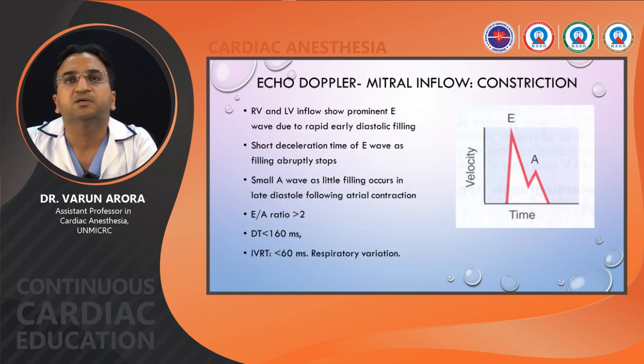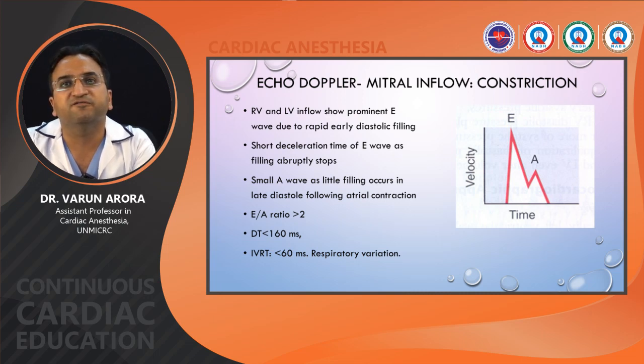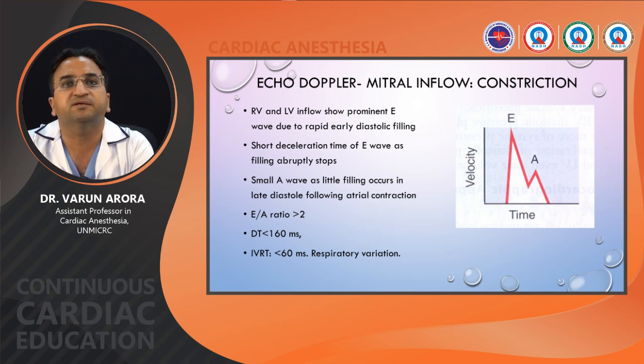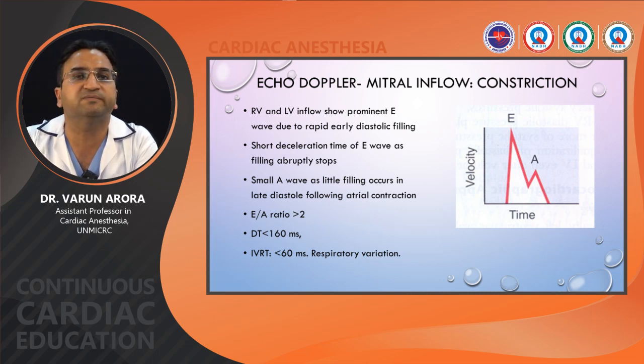Echo Doppler, as we have already seen previously also: on transmitral inflow pattern in constriction, the E wave is much more than the A wave, sometimes more than 2. RV and LV inflow show a prominent E wave due to the rapid early diastolic filling. There is a short deceleration time of the E wave as the filling abruptly stops. The A wave is small as little filling occurs in late diastole following atrial contraction. E/A ratio more than 2, deceleration time less than 160 milliseconds, and isovolumic relaxation time less than 60 milliseconds.